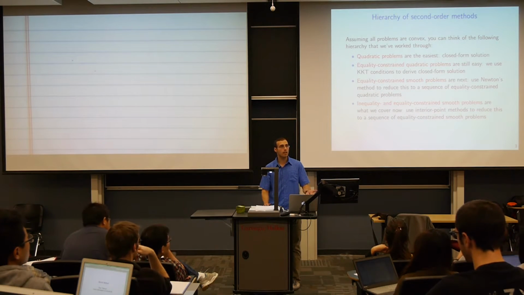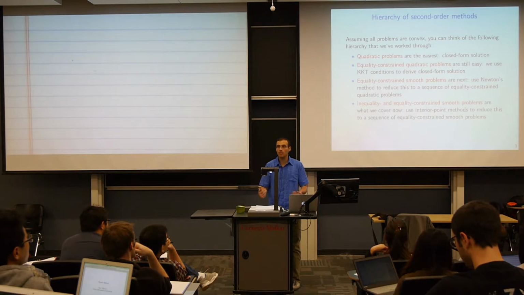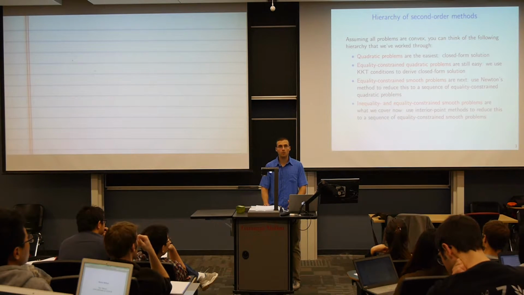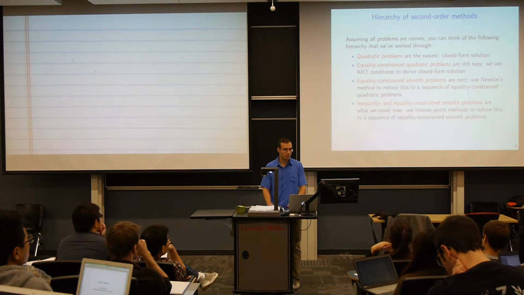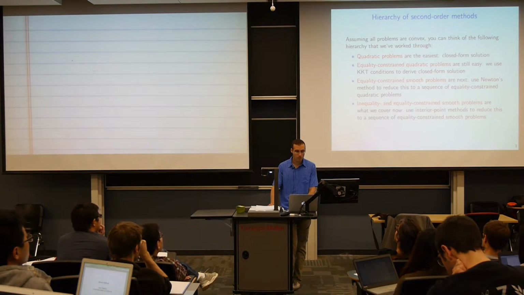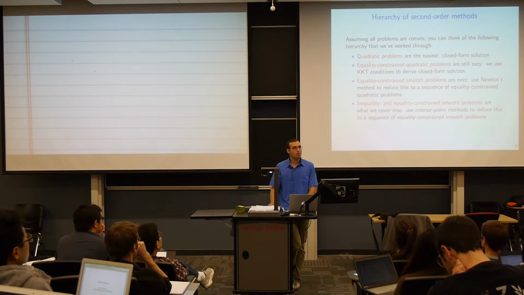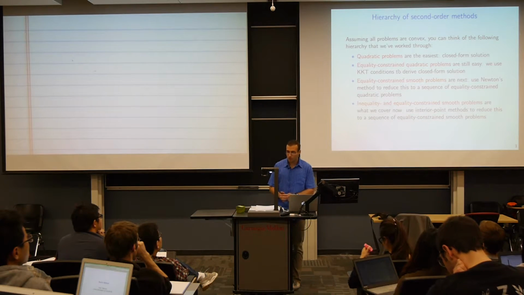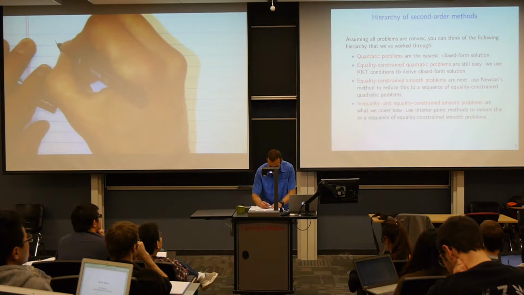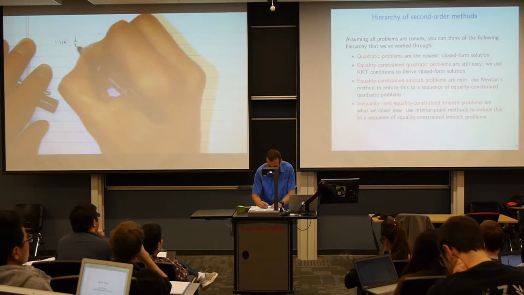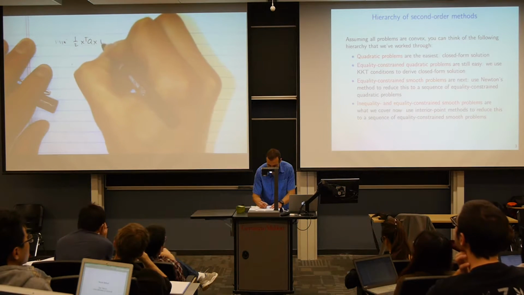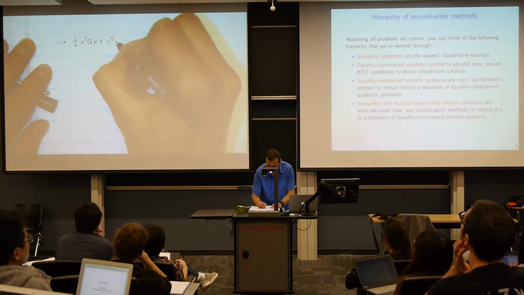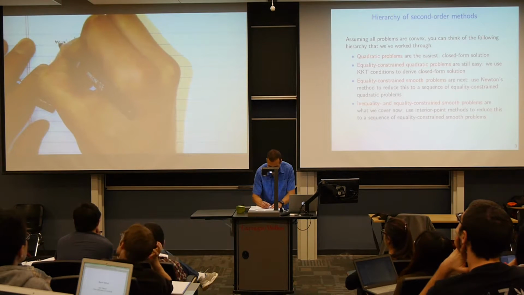I just take the gradient of my quadratic, which ends up being a linear function of my variable, set it equal to 0. I solve it. By solving a linear system, I have the solution to my quadratic problem. Okay, this is unconstrained, just minimizing a quadratic. The next level in the hierarchy are equality constrained quadratic problems. So I go from minimizing 1/2 x transpose Qx plus, say, c transpose x over x.